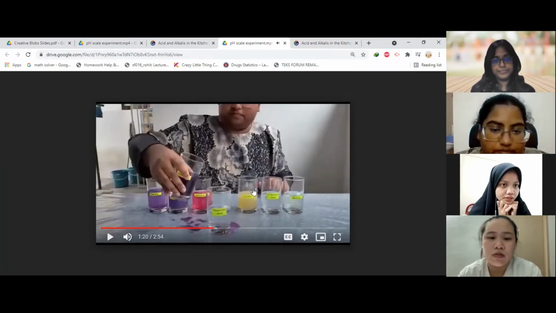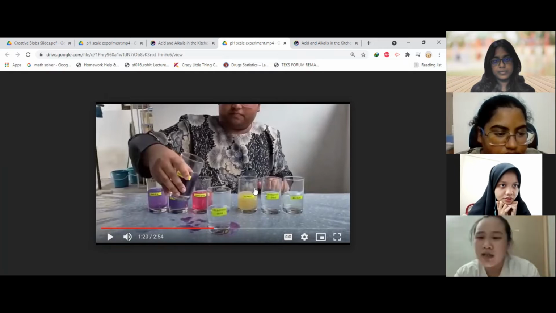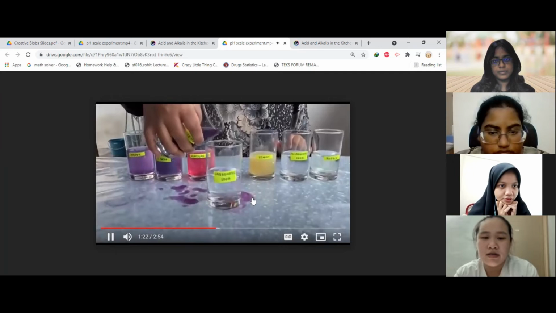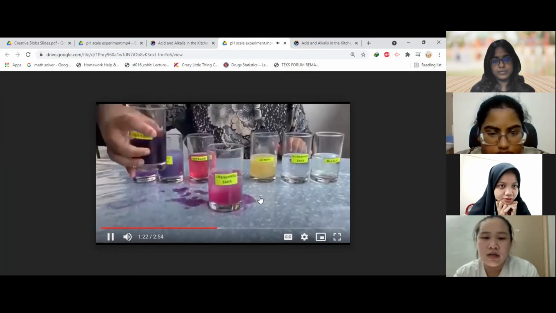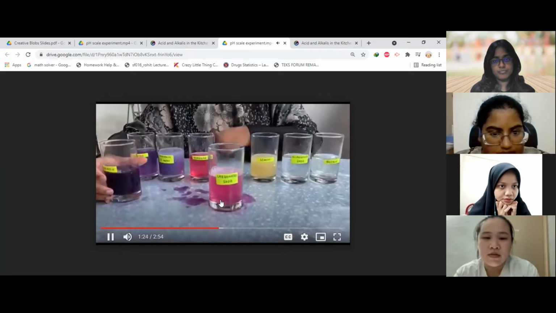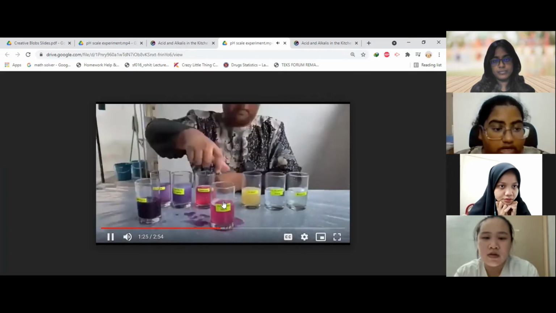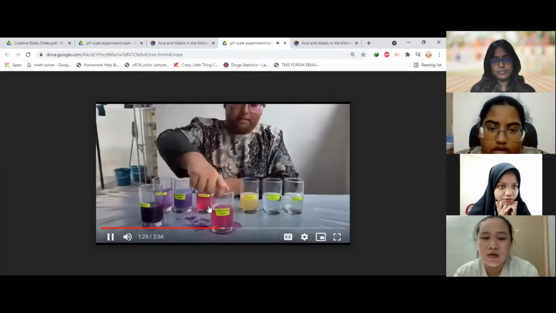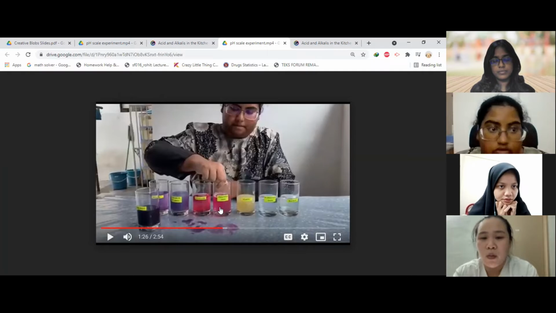Carbonated soda. For carbonated soda, Yen, would you like to try? What color do you think it's going to be? I think it is red color. Okay, let's see. Okay, it's not red, but you were in the correct range, Yen, so very good attempt. This is a dark pink, so it's definitely acidic, like we learned earlier, isn't it?